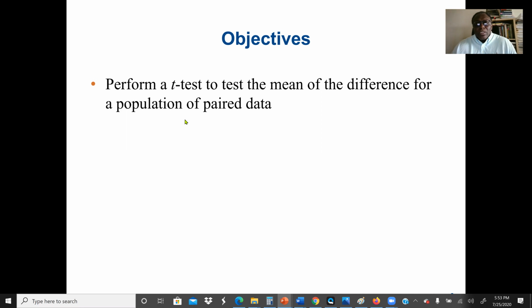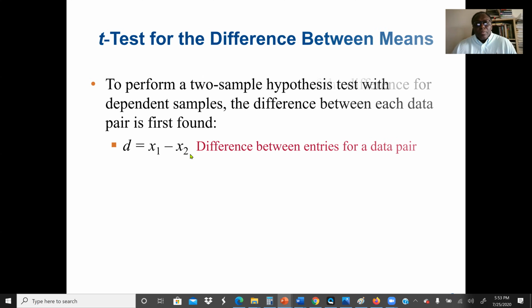We are going to use the t-test. So t-test for the difference between means. So here we have two samples. First thing we need to do is to find the difference between the two means. So first, to perform a two-sample hypothesis test with dependent samples, the difference between each data pair is first found.